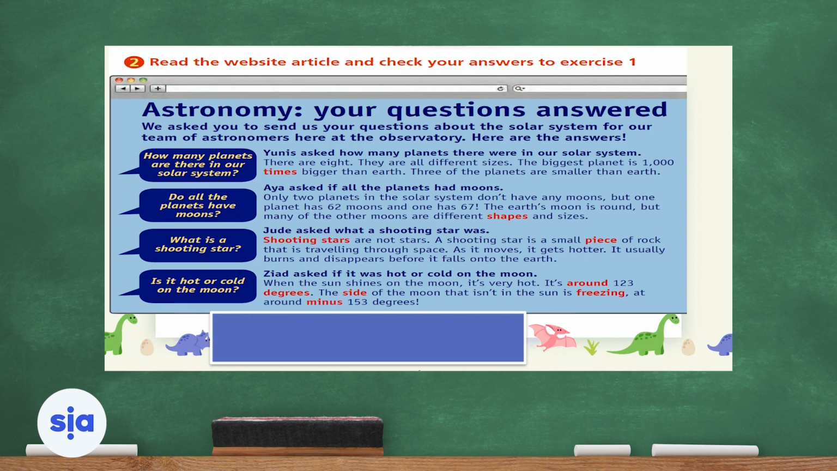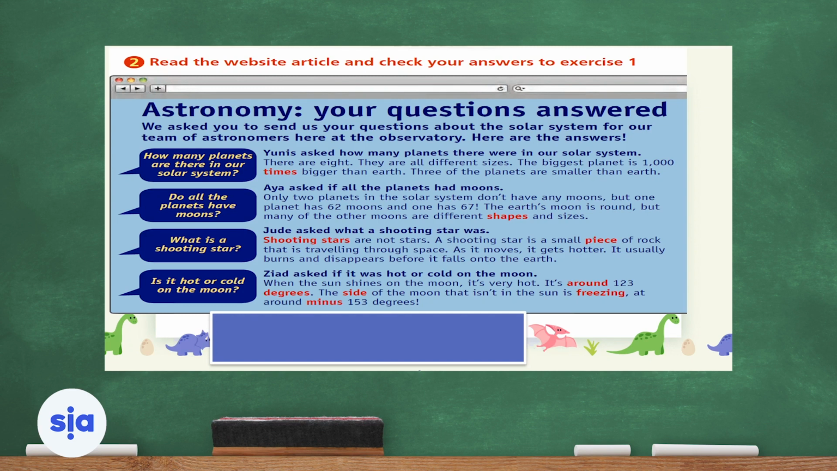So now, guys, I want you to pay attention to the words in bold at the beginning of each answer that are in blue. If we look at the first one, Eunice asked how many planets there were in our solar system. Now, over here, this is a reported statement. It is related to the question that was asked. How many planets are there in our solar system, and the reported statement is Eunice asked how many planets there were in our solar system.